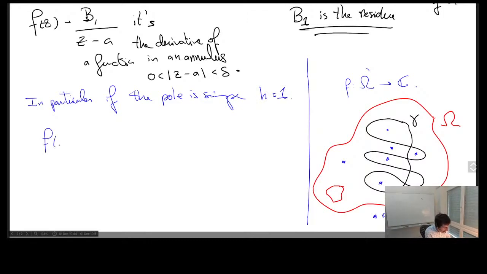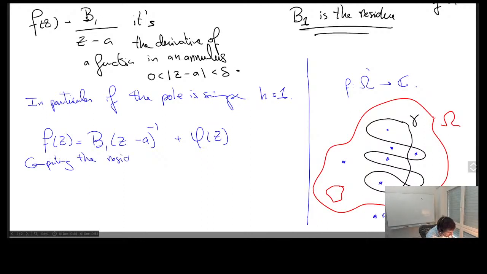Because then all you have is that f of z is equal to b1 times (z minus a) to the minus 1, plus some analytic function. And then b1 is the residue. It's almost trivial to compute this. Computing the residue becomes almost trivial, because all you have to do is take (z minus a) times f of z. Now what is this? This is b1 plus (z minus a) times phi of z, evaluated at z equals a.